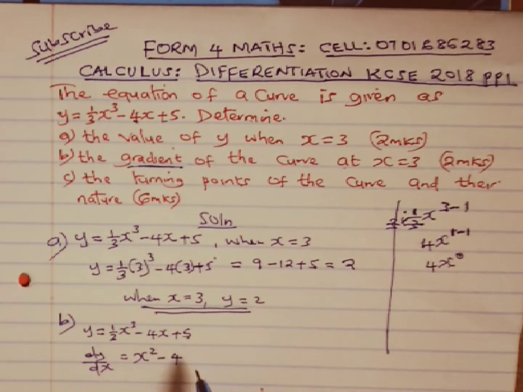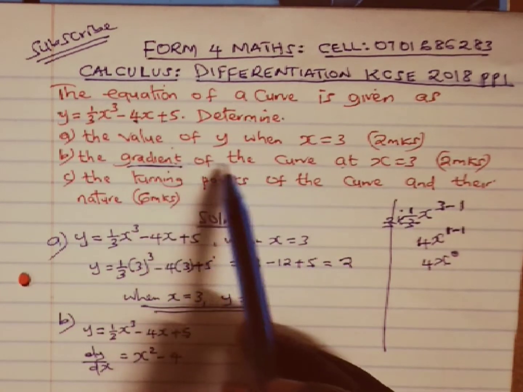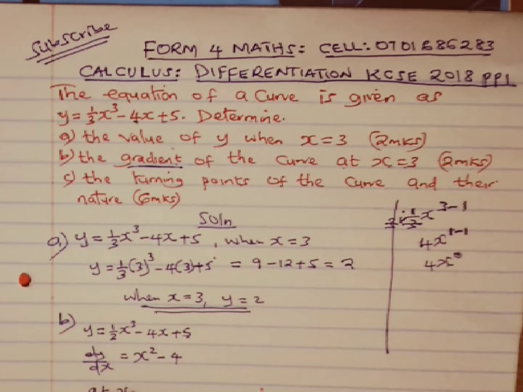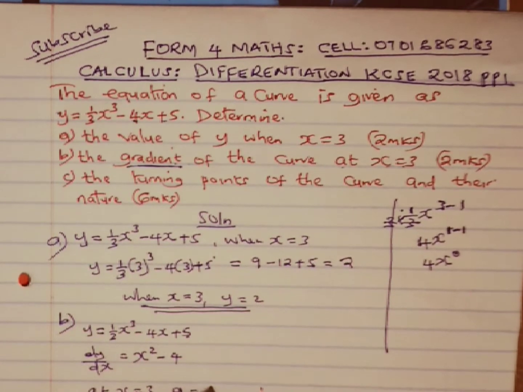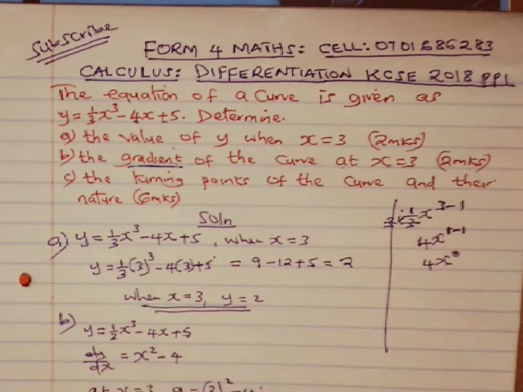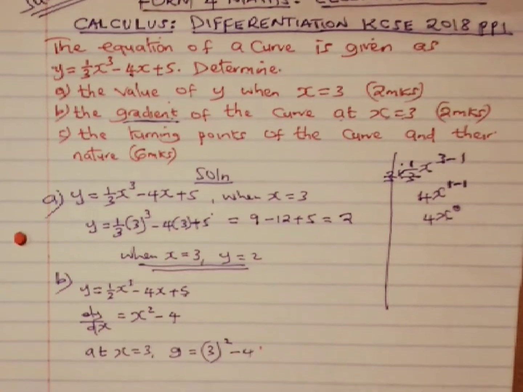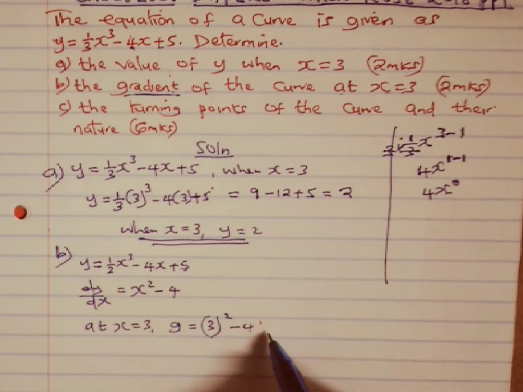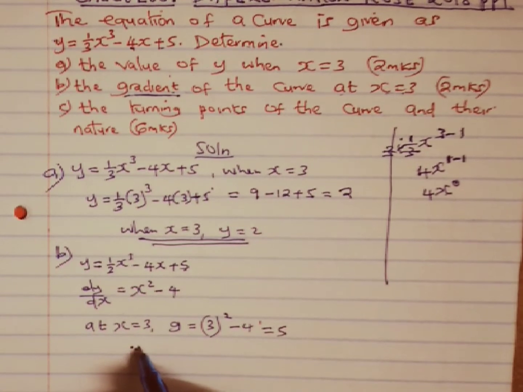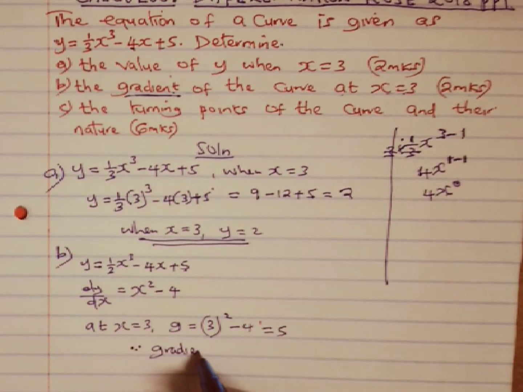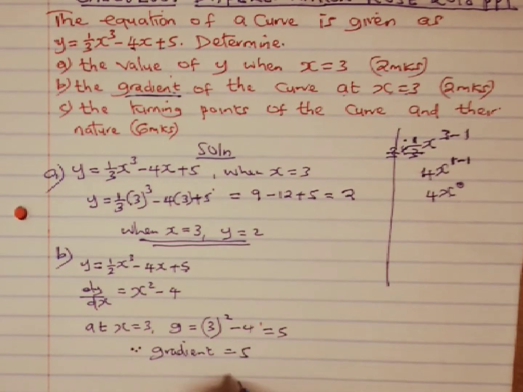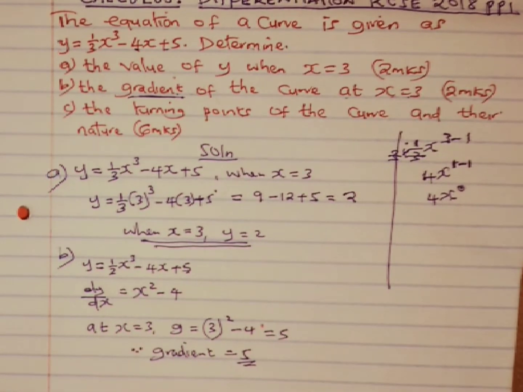In this case, we are supposed to find the gradient of this curve at x is equal to 3, and therefore we can say at x is equal to 3, the gradient is going to be equal to x squared, where our value of x is 3. We square, then we minus 4. From there, 3 squared is 9. 9 minus 4, you get 5. And therefore we can say the gradient of this curve at x is equal to 3 will be equal to 5. And that is the answer to part B of this question.